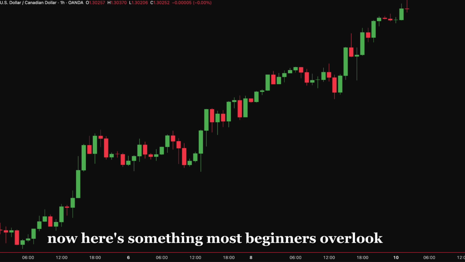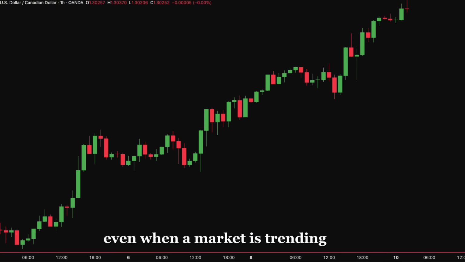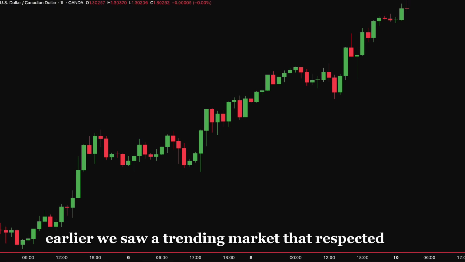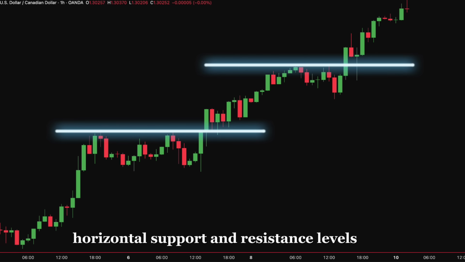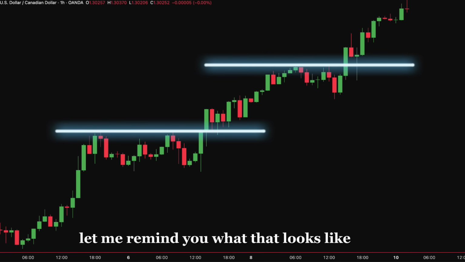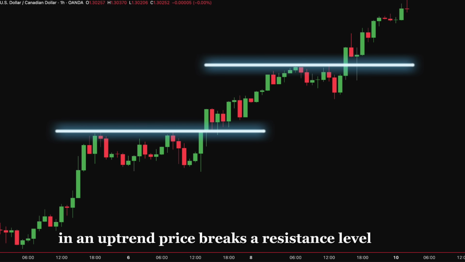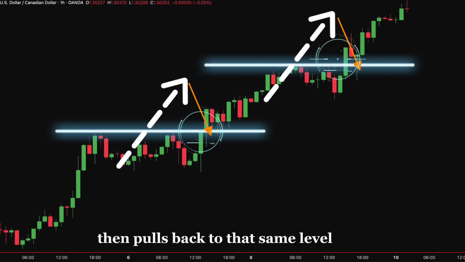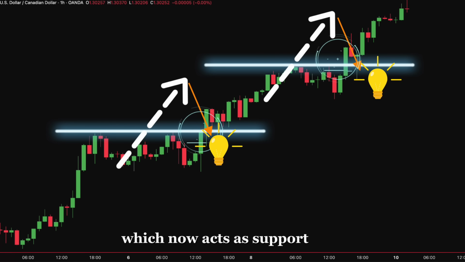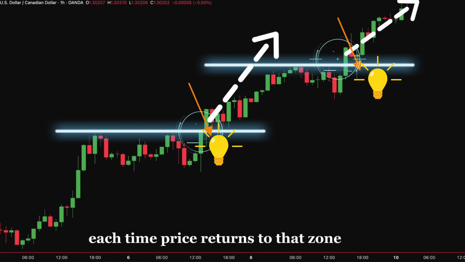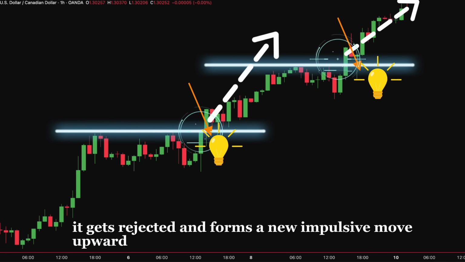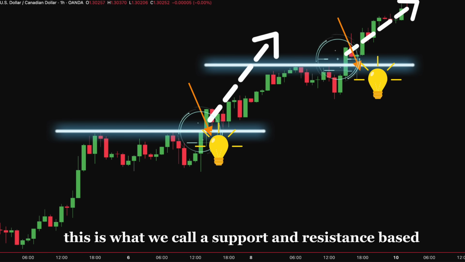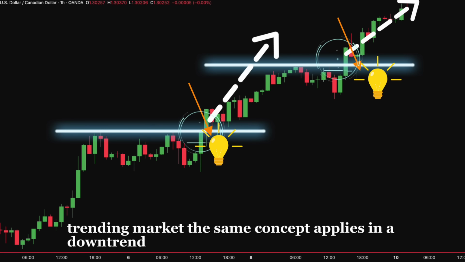Now, here's something most beginners overlook. Even when a market is trending, it doesn't always move in the same way. Earlier, we saw a trending market that respected horizontal support and resistance levels. Let me remind you what that looks like. In an uptrend, price breaks a resistance level, then pulls back to that same level, which now acts as support. Each time price returns to that zone, it gets rejected and forms a new impulsive move upward. This is what we call a support and resistance-based trending market.